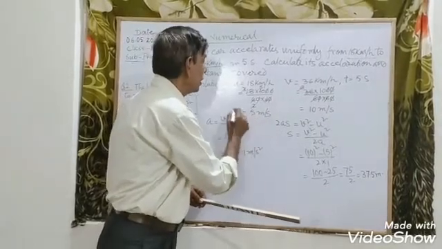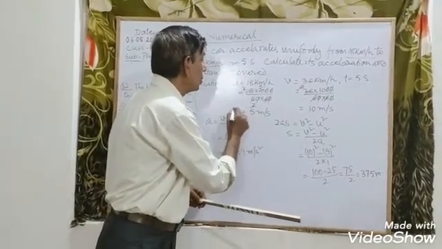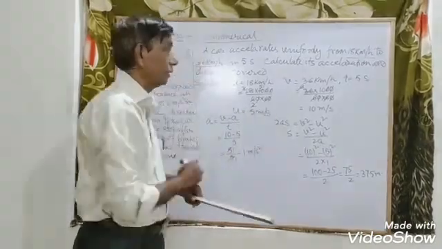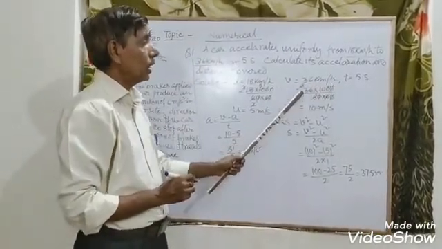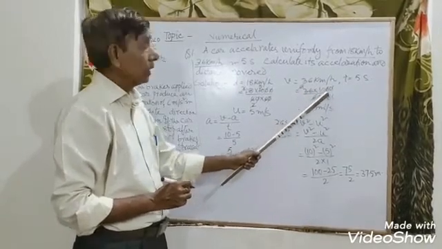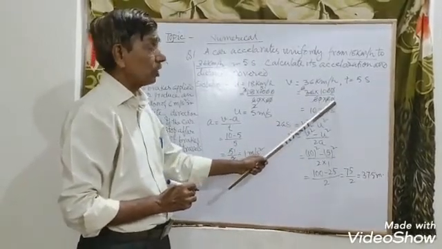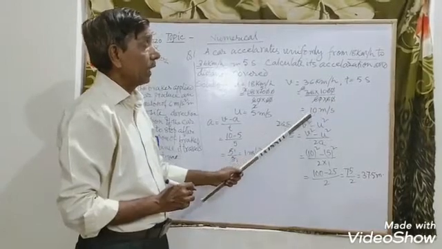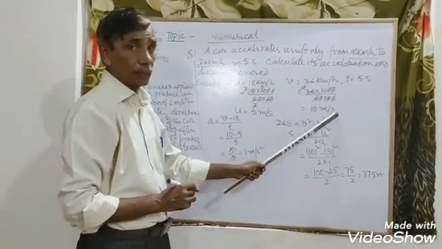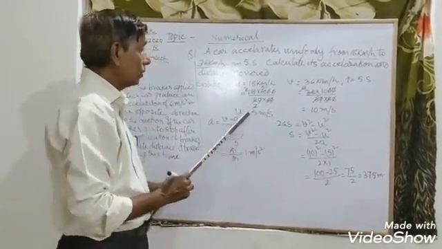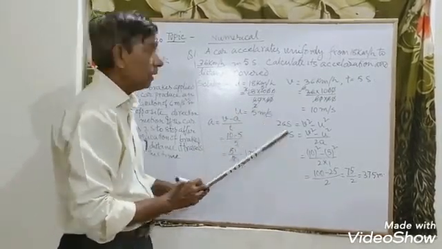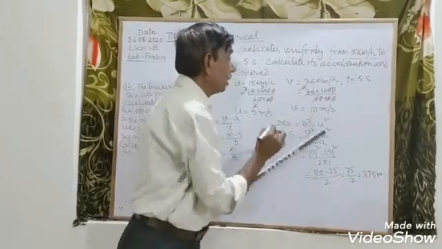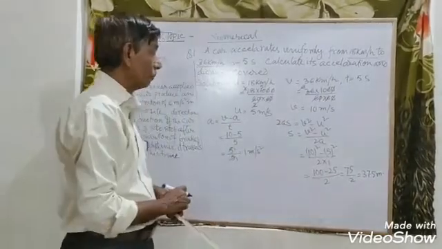This is the initial velocity. u is equal to 5 meter per second. And final velocity 36 km per hour, so 36 into 1000 divided by 60 into 60. We get here 10 meter per second. So here we have initial velocity 5 meter per second and the final velocity 10 meter per second.